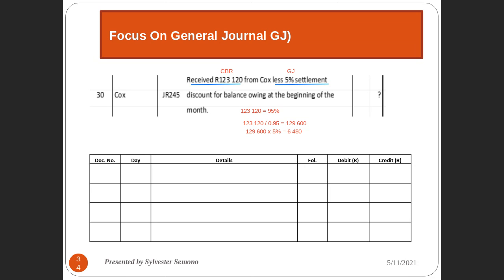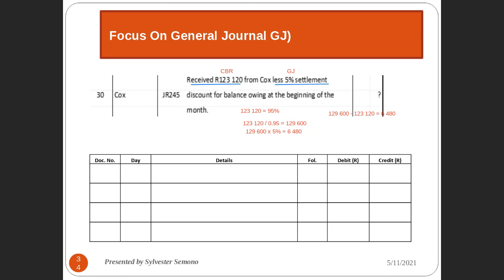Or if you don't want to say 129,600 times 5%, you could say 129,600 minus 123,120. I think you get the same answer. Am I correct? 129,600 minus 123,120, I think you get the same. Correct me if I'm wrong, guys. I think you get the same amount.